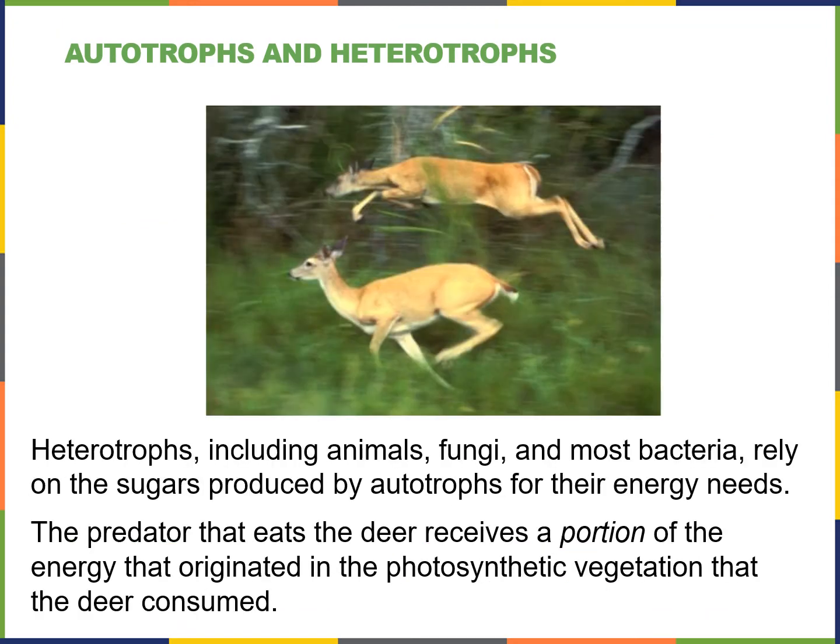And heterotrophs, like the deer that we see in this picture here, and fungi and other bacteria, rely on the sugars produced by the autotrophs for their energy needs. So the energy stored in carbohydrate molecules from photosynthesis passes through the food chain. The predator that eats these deer receives a portion of the energy that originated in the photosynthetic vegetation that the deer once consumed.